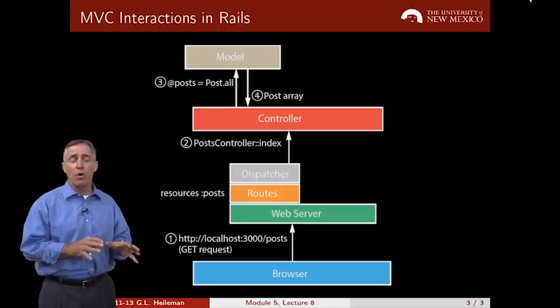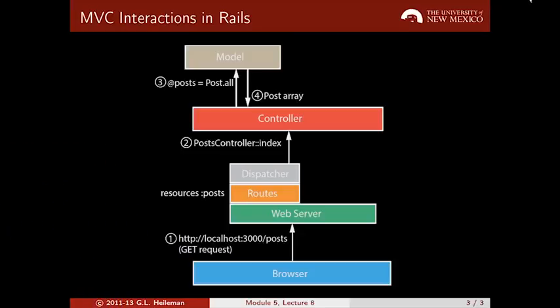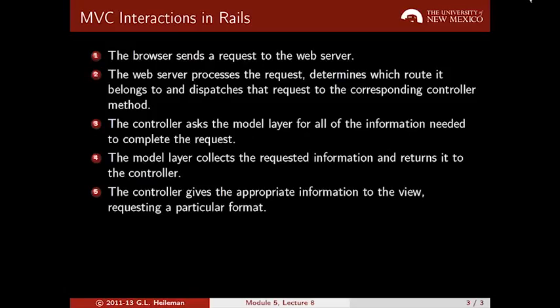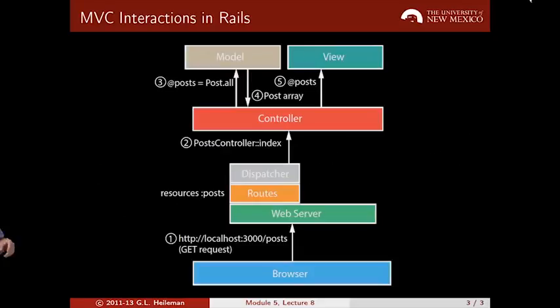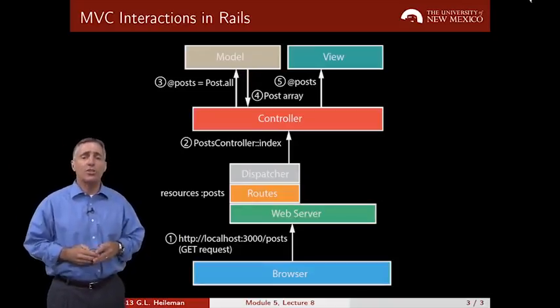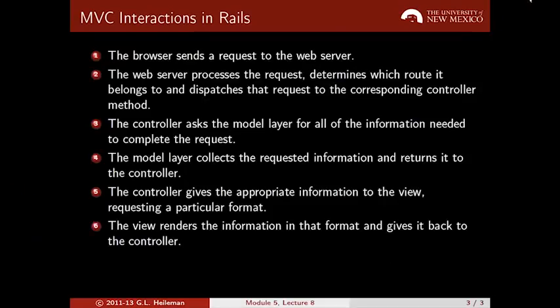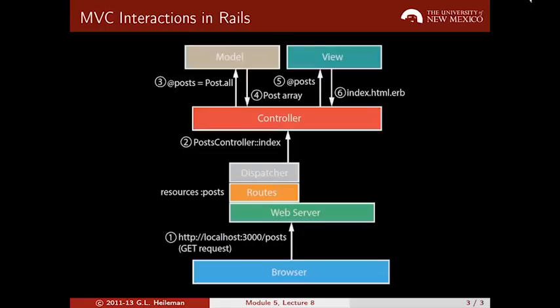And remember, all of the variables that are defined in your controller are also available to the view. And so that's the next thing that the controller does. The controller gives this information to the view, requesting a particular format. And in our case, this is HTML because we didn't specify anything on the end. It's assumed that we're working with HTML. And so it asks the view to generate some HTML that can be returned. I show here that this @posts is available to the view, and then the view is going to render this information in a format that the controller can ingest, and that's what I show here.